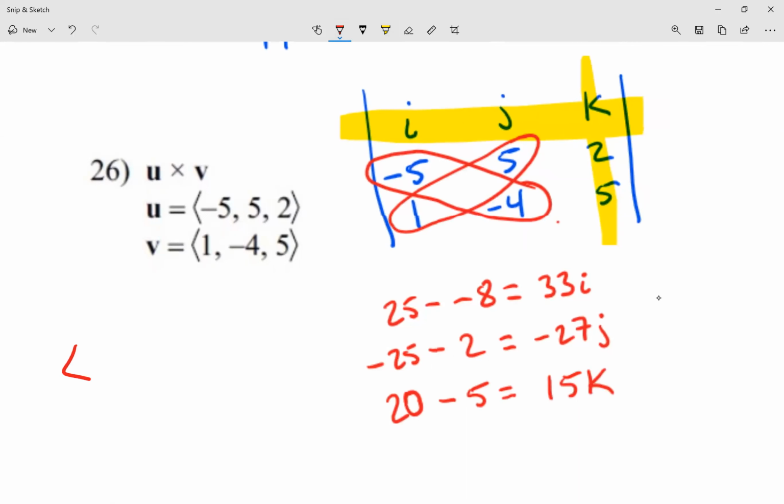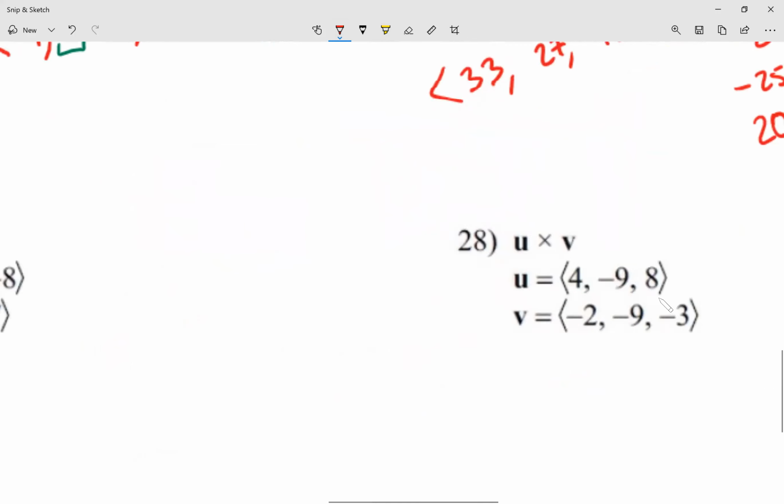Now for my answer here, remember, I'm going to use my I, my J, my K value. However, I'm going to change the sign of the J value. So my answer here will be, my vector will be 33, comma, don't forget a space after the comma, positive 27, comma, and then positive 15. Again, remember I changed the sign on the J value. All right, let's take a look at question number 27.